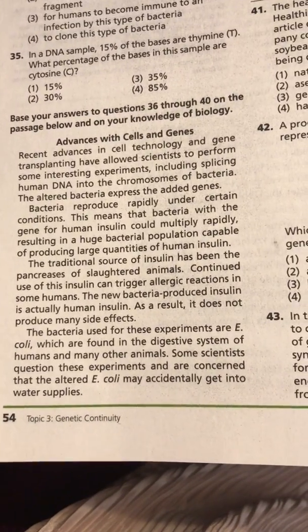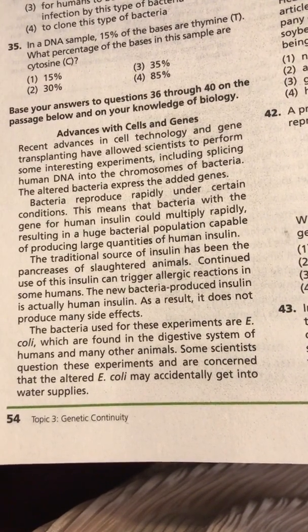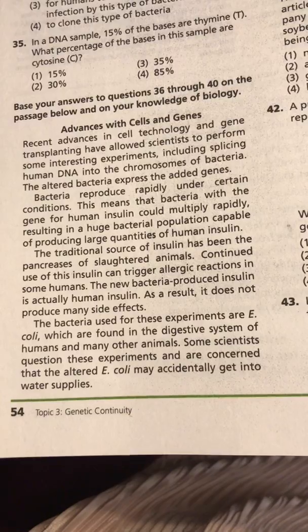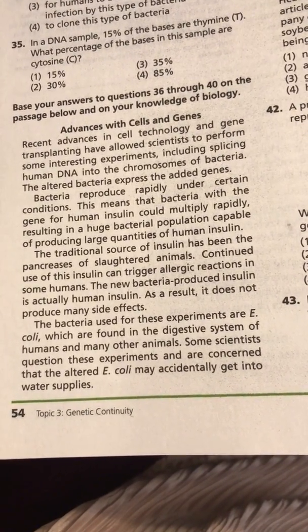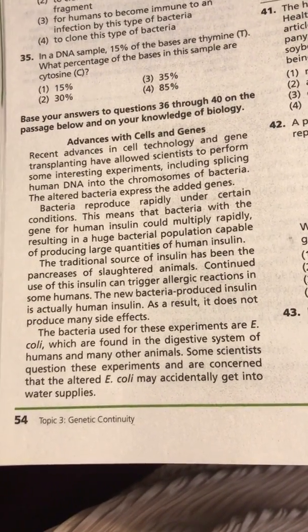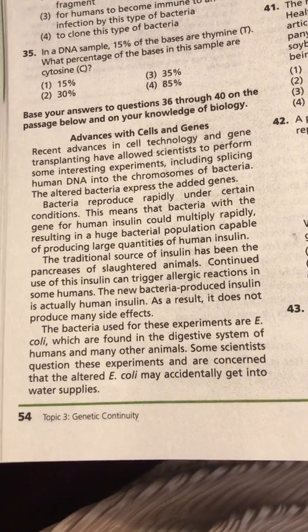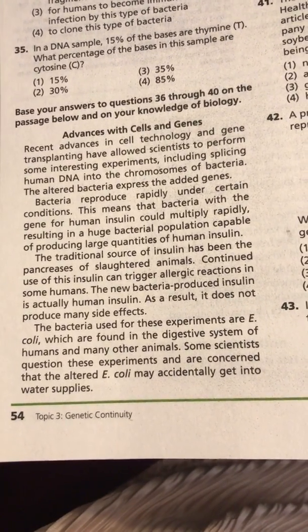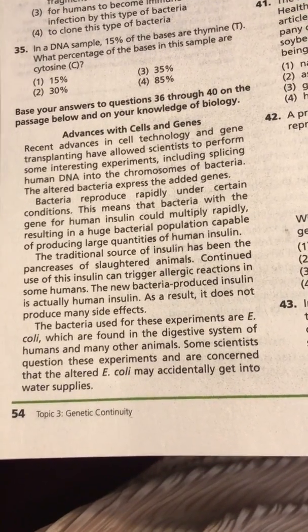The traditional source of insulin has been the pancreases of slaughtered animals. Continued use of this insulin can trigger allergic reactions in some humans. The new bacteria-produced insulin is actually human insulin. As a result, it does not produce many side effects. The bacteria used for these experiments are E. coli, which are found in the digestive system of humans and many other animals. Some scientists question these experiments and are concerned that altered E. coli may accidentally get into water supplies.